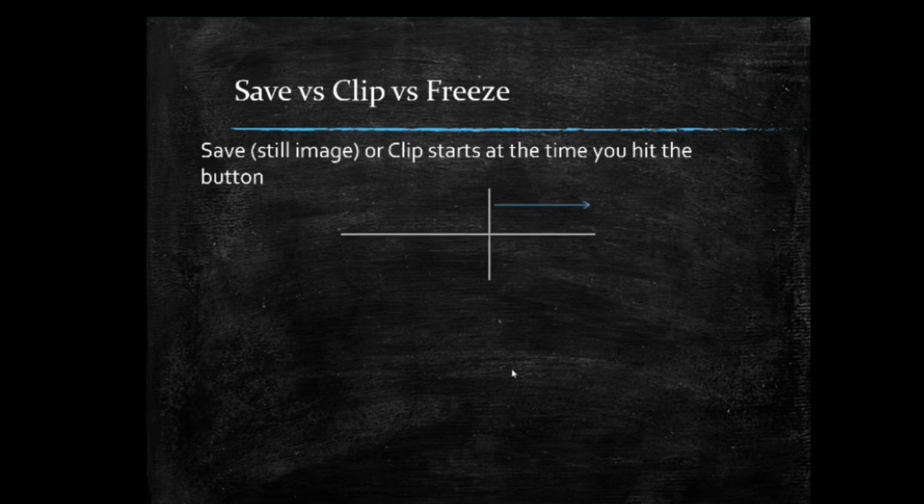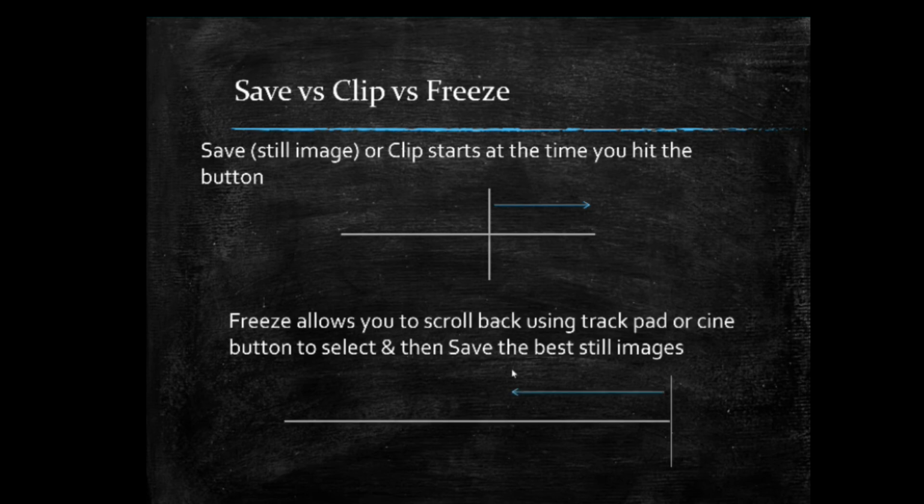Save saves an image exactly at the time you hit the button. Clip will essentially start a video and then proceed forward through time. That can be changed in the default settings. It can be anywhere from 3 to 6 seconds, or whatever time you set your machine to record.